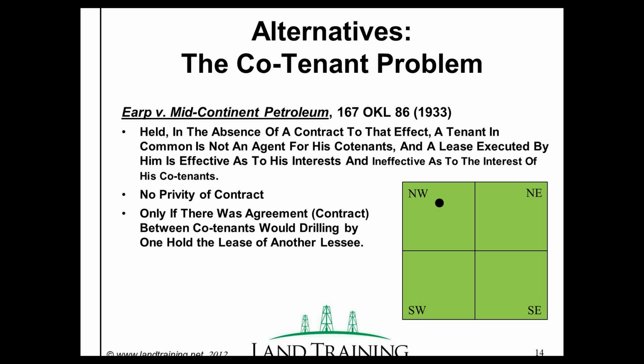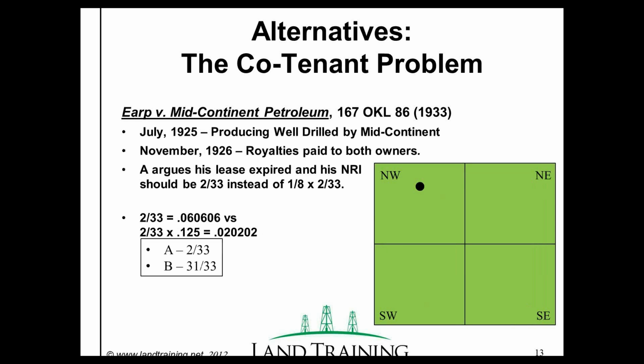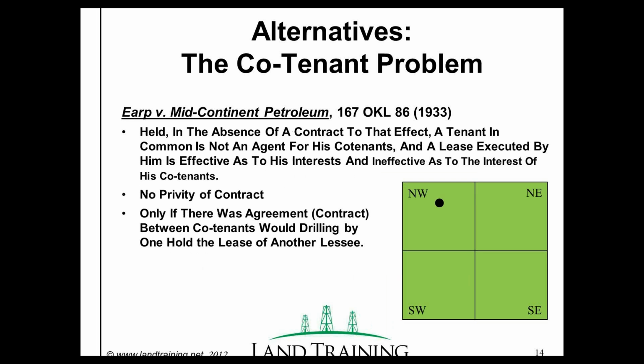Now, it could be a farm-out agreement. If there was a farm-out agreement between Mid-Continent and Wagner, we would have no issue here because there was a contract. But in this case, there was no contract between Mid-Continent and Wagner. So in that case, this well would not hold the other lease, and in fact, Claude Earp then became another working interest owner, and he got a greater percentage than his aunt, who still was burdened by the 1/8 interest.